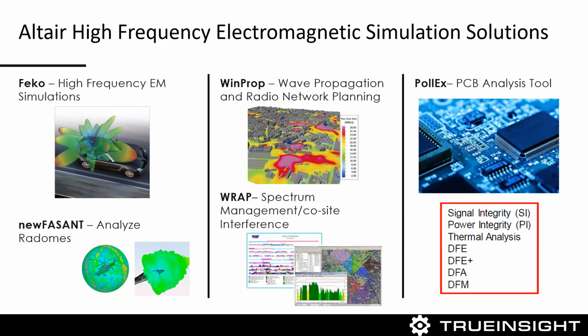Winprop is something we'll be looking at in a little bit more depth in this webinar. Definitely with the prevalence of 5G, it's a very useful tool. One of the great things about Winprop is you can feed in some of your antenna designs from Feko into a map like you see right there, in a city environment, and actually see your range and transmission in Winprop. RAP is a spectrum management tool. So, making sure you don't have any interference across your sites is very vital.